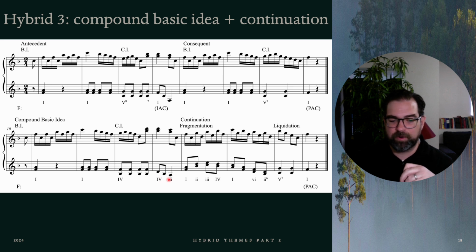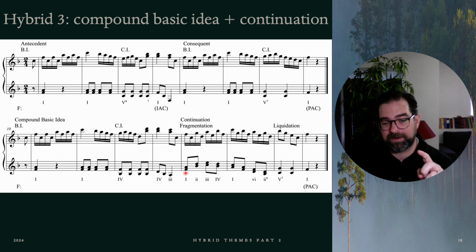4 going to 3 is not a half cadence. It's very ambiguous. And then we come back to 1 where we get continuation function, just like the same exact thing from the sentence structure. So let's go ahead and listen to this one.